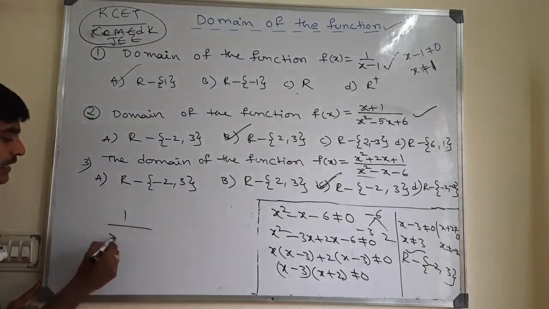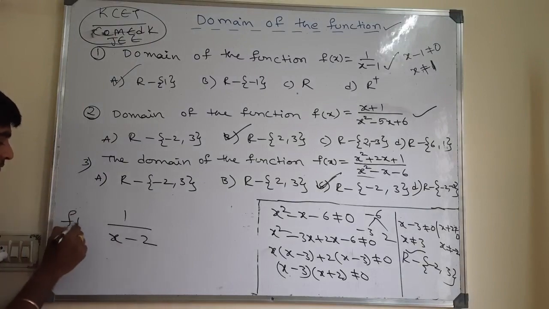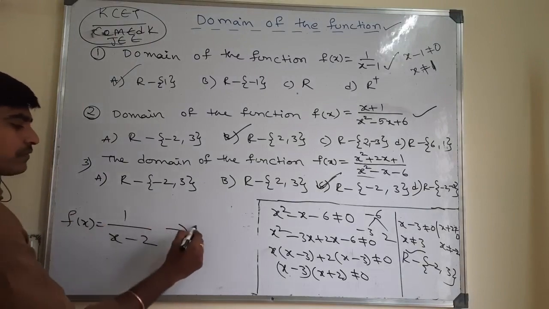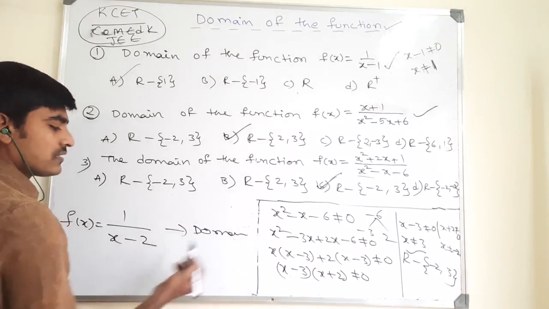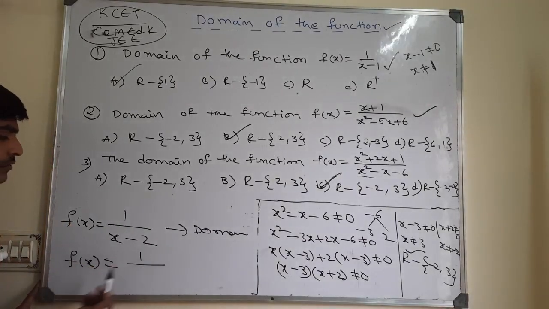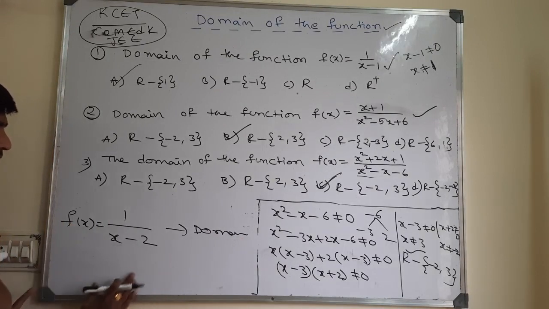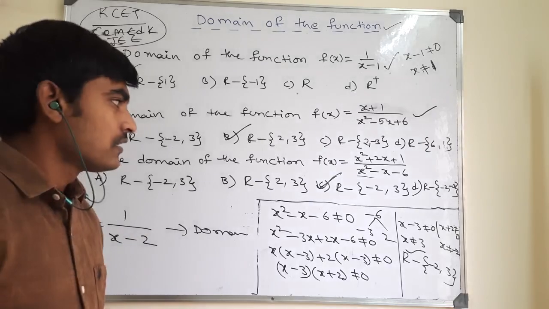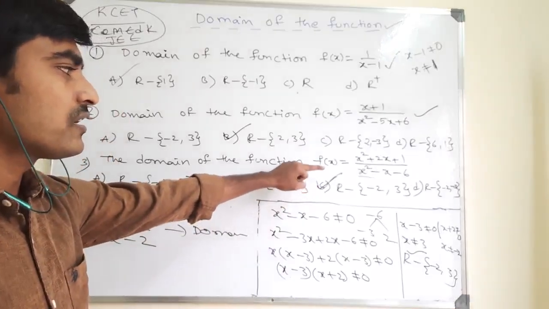Suppose f of x equal to 1 by x minus 2, I want this domain. Find the domain. What is the domain of f of x equal to 1 by x square? Take one question, it is enough for me. Try the remaining questions. This is a very important question, a repeated question for KCET.